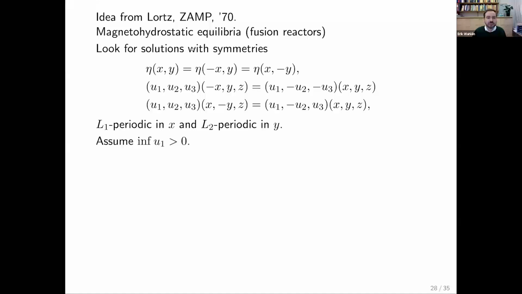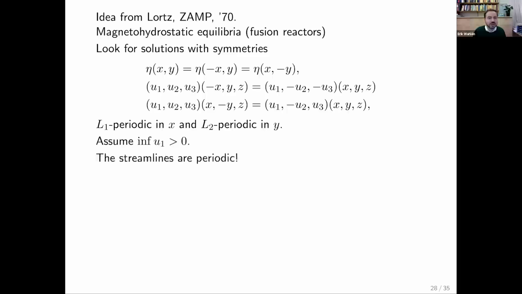So we look for solutions with these symmetries, which are essentially the same as in the irrotational case. So we have reflection symmetry now both in the x direction and in the y direction. And we look for solutions which are periodic in x and y. Okay, so we assume in addition that U1 is bounded from below. So with these symmetry conditions, the streamlines are periodic. So that's not true in general. Even if the velocity field is periodic, the streamlines need not be.